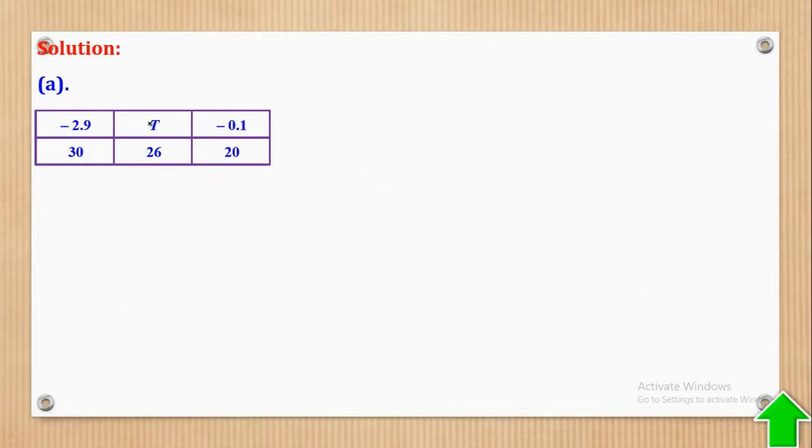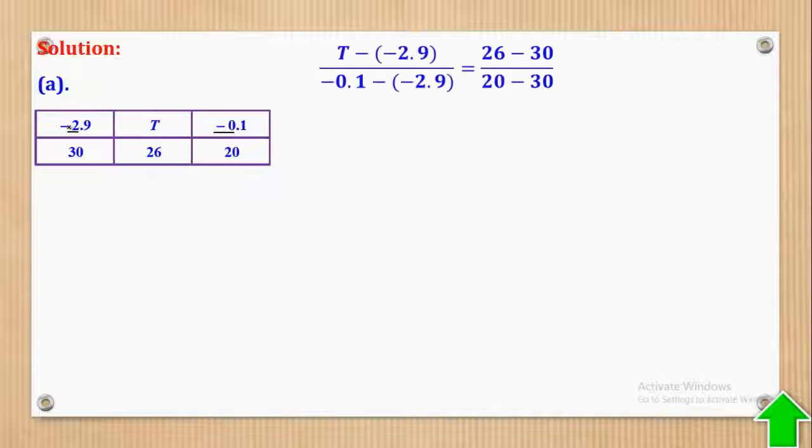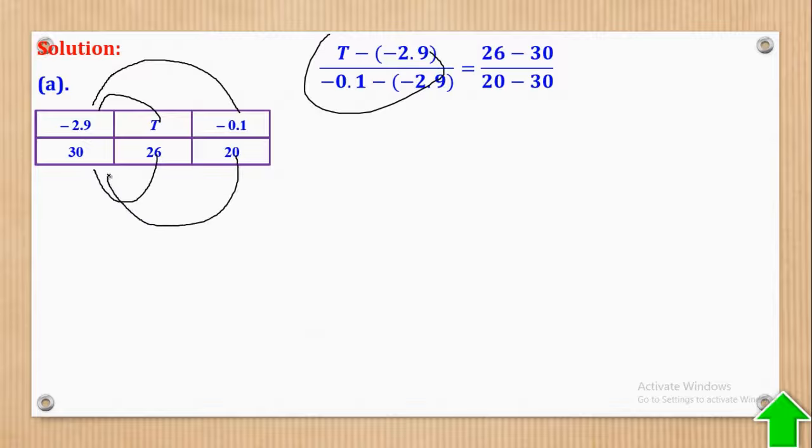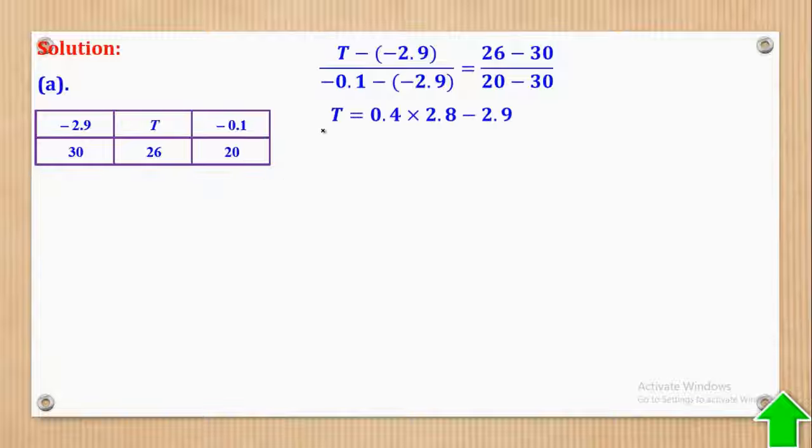After that, we shall use linear interpolation, changing t over changing s. Changing t to this one and this one, you look at the one which is smaller. The one which is smaller is negative 2.9. So our ratio will be t minus negative 2.9 divided by negative 0.1 minus negative 2.9, as you can see it here. Then do the same for the part of s. It will be 26 minus 30 divided by 20 minus 30. After that, next is to make t the subject, and that will be the required value.